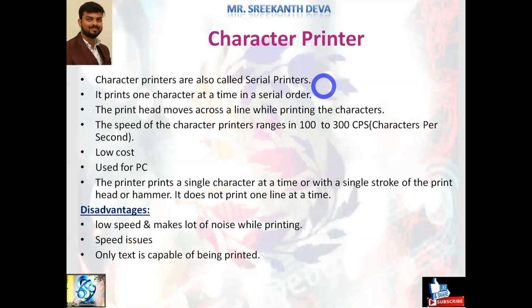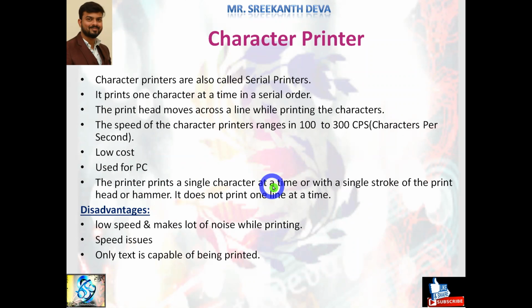The speed of character printers ranges between 100 to 300 CPS, characters per second. So it prints one character at a time in serial order, at 100 to 300 characters per second. The main advantage of character printers is that they are low cost and are mainly used with personal computers. Some disadvantages are also there.